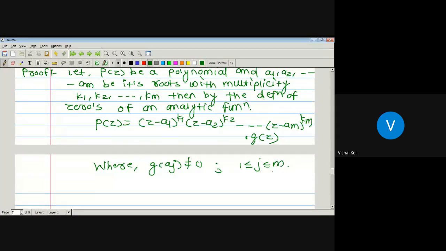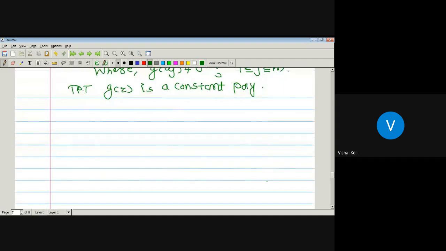Now here we have to prove that g of z is a constant polynomial. Since we prove g of z is a constant polynomial, then we will replace this by some c. To prove that g of z is a constant polynomial, let us assume the contradiction, that is, suppose that g of z is a non-constant polynomial.